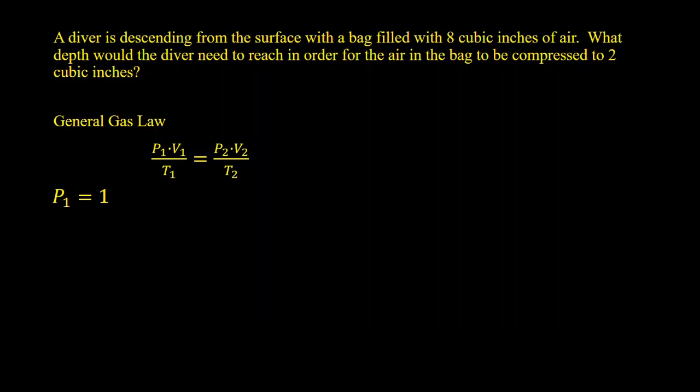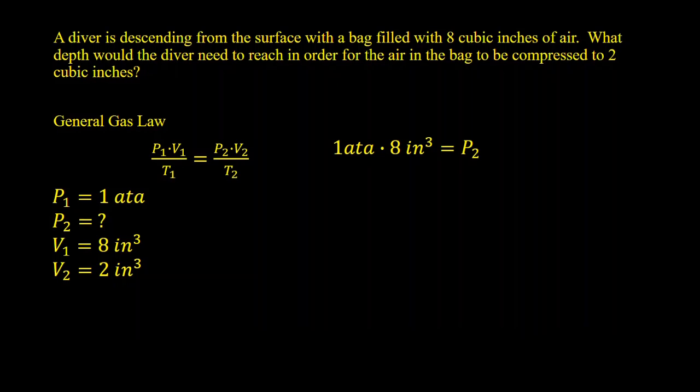So pressure at the surface is 1 atmosphere. Pressure at depth, we don't know. We've got to figure that out before we can find the depth. Volume at the surface is 8 cubic inches, and volume at depth is 2 cubic inches. So we have information there. We have 4 variables in the calculation. We know 3 of those, so we can find that 4th. This will give us 1 atmosphere times 8 cubic inches equals pressure at depth times 2 cubic inches.